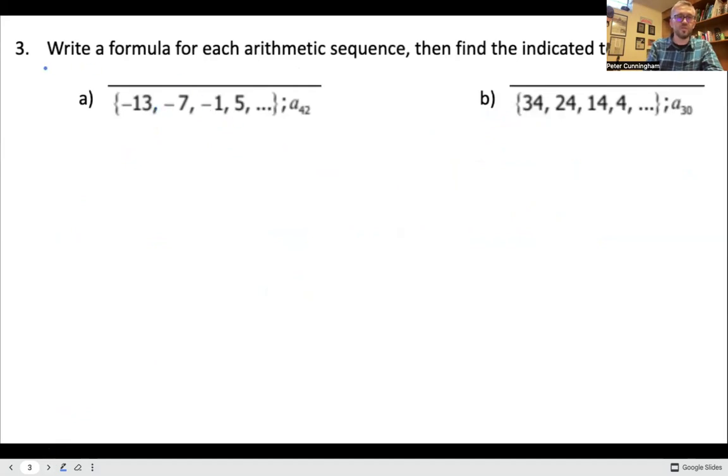Okay, right here, we need to write it. The thing that most people struggled with most is writing the formula. A lot of people are doing a good job using the formula, but writing the formula, we're kind of struggling a little bit. So just to be clear here, to write the formula, we'll need the first term. Okay, we've got negative 13 in this case.